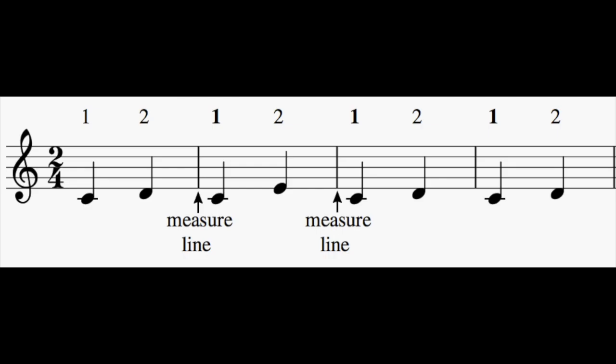Just remember, the top number is how many beats per measure, and the bottom number tells us which kind of note gets the beat. If you are counting while playing, always remember to count up to the top number, in this case 2, and then as soon as there is a measure line or a bar line, you restart at 1.